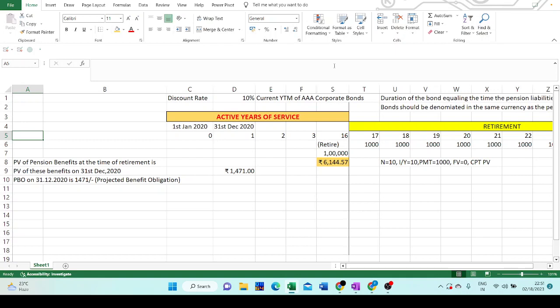So the actuary has to estimate your discount rate, he has to estimate the vesting period, he also has to estimate the growth rate in compensation, right? Because growth rate in compensation would be used to calculate the final salary. Final salary would be used to calculate the pension annuity payable after retirement. The discount rate is used to calculate the present value, and the discount rate is nothing but the YTM of AAA corporate bonds with durations equaling the time the pension liabilities would come due, and these AAA corporate bonds should be denominated in the same currency as the pension benefits. Take care. So this is something that the actuary needs to estimate.